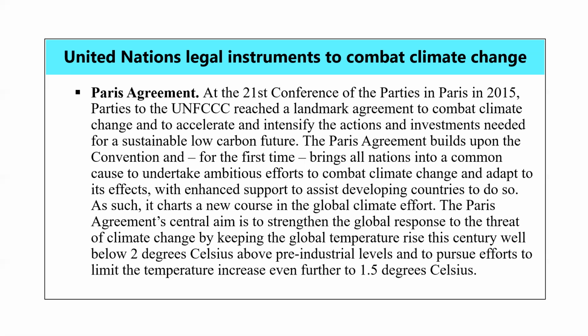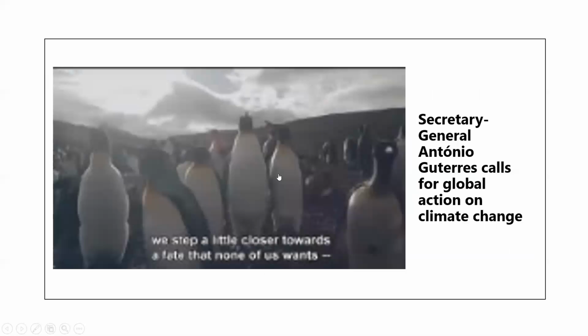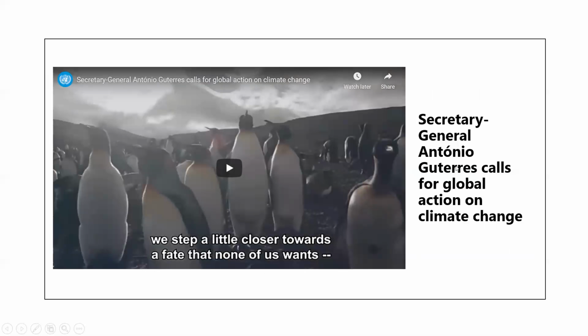As such, it charts a new course in the global climate efforts. So, the Paris Agreement's central aim is to strengthen the global response to the threat of climate change by keeping the global temperature rise this century well below 2 degrees Celsius above pre-industrial levels and to pursue efforts to limit the temperature increase even further to 1.5 degrees Celsius. Okay, so here I'll be showing to you Secretary General Antonio Guterres calls for global action on climate change. So please listen.